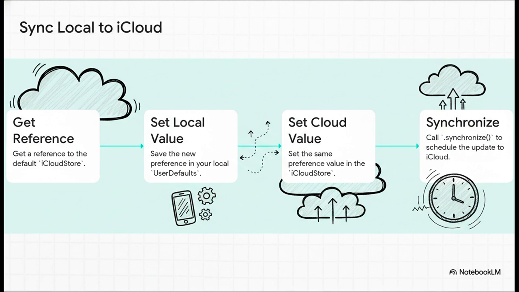So let's look at that first direction, sending a change from the device to iCloud. It's a really simple four-step process. First up, you get a reference to the iCloud store. Step 2, you save the new setting to your local UserDefaults, just like you normally would. Third, you save that exact same value to the iCloud store. And finally, and this is the key, you call synchronize.